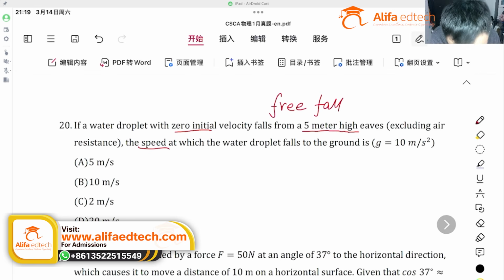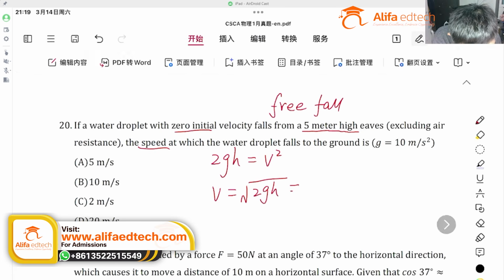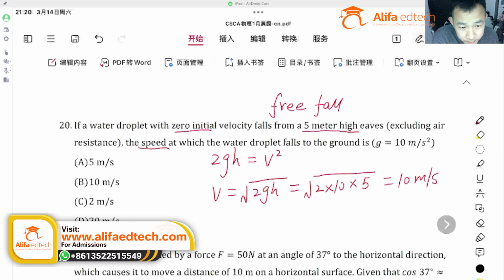Here we have the equation 2gh equals velocity squared. So v is root 2gh. It is root of 2 multiplied by 10 multiplied by 5. It is 10 meters per second. So the answer is B. The answer is B.